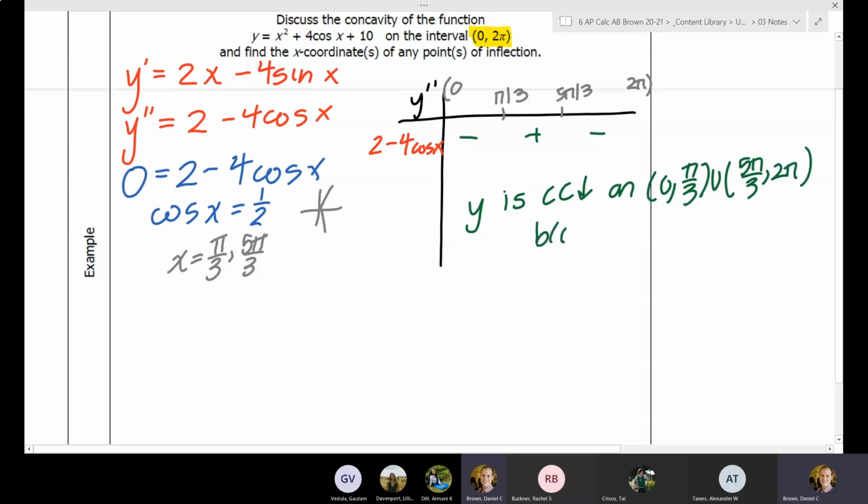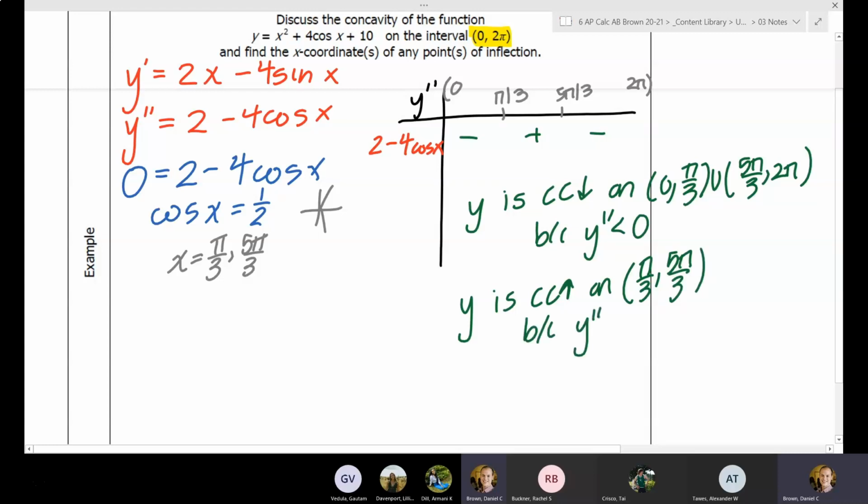How do I know it's concave down? Because the second derivative is less than 0. Where is it concave up? Y is concave up on the interval from pi over 3 to 5 pi over 3. How do I know it's concave up? Because y double prime is greater than 0.